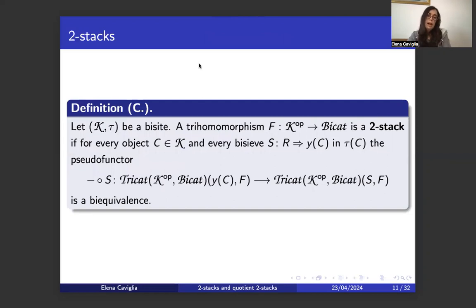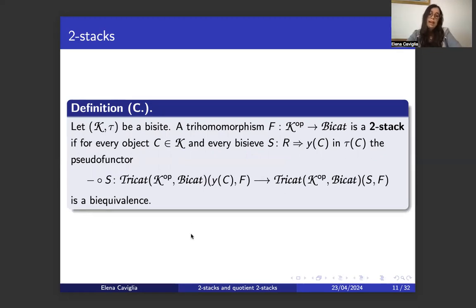And the most natural thing to do is to generalize the characterization of stack that we saw before. So we give this definition. If we have a bi-site K and a trimorphism F from K up to Bicat, we say that it is a 2-stack if for every object in K and every covering by sieve, the pseudo-functor of precomposition with the covering by sieve is a biequivalence.